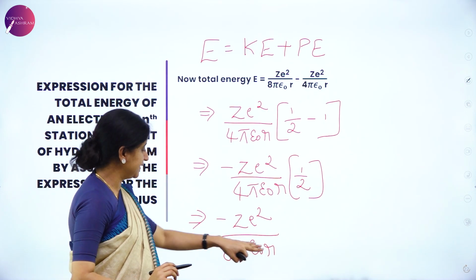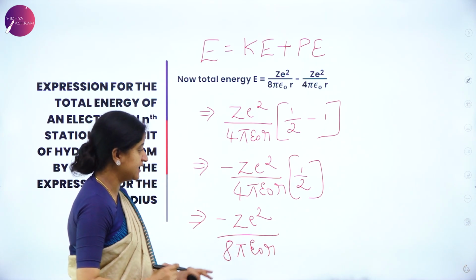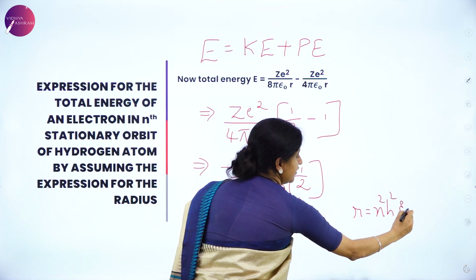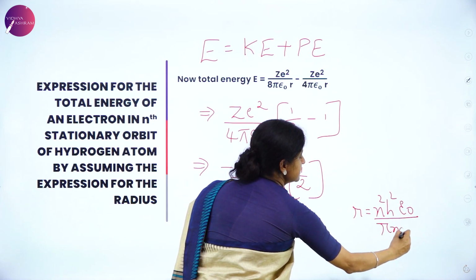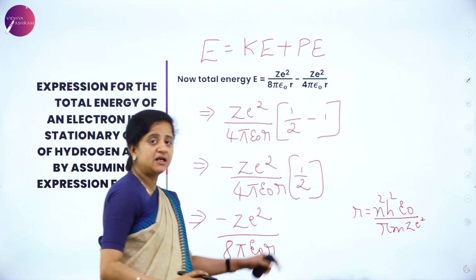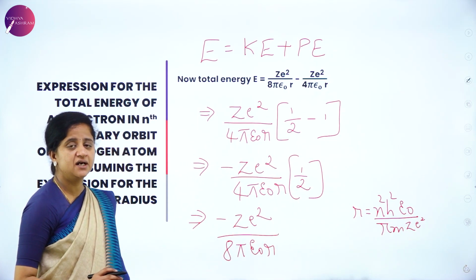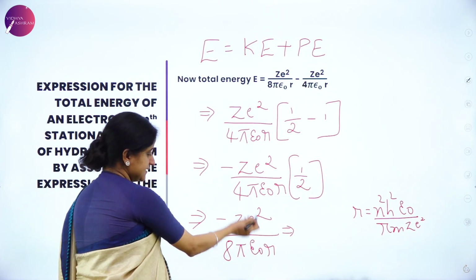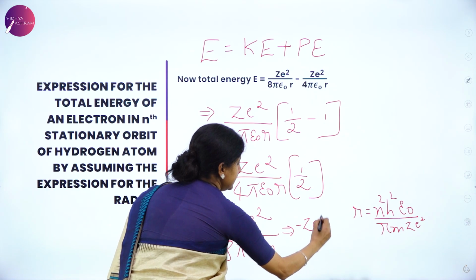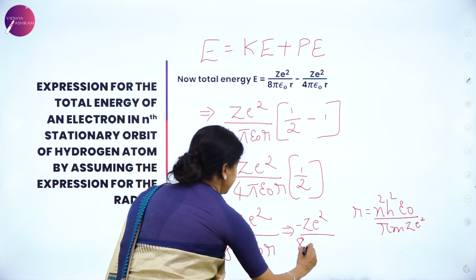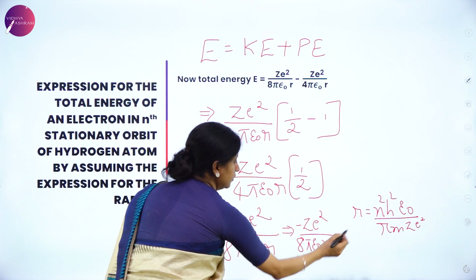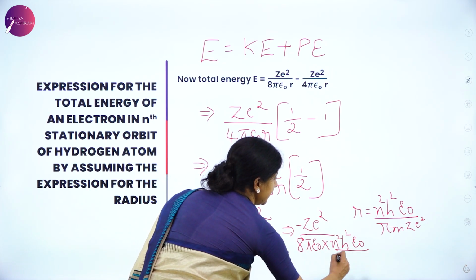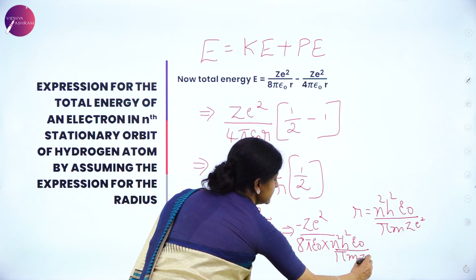But we have calculated the expression for r in the previous derivation, that is r is equal to n square h square epsilon naught divided by pi m Ze square. We shall substitute the value of r in this expression and write the final expression. So now substituting the value of r in this expression, we get minus Ze square divided by 8 pi epsilon naught into, what is the value of r? n square h square epsilon naught divided by pi m Ze square.